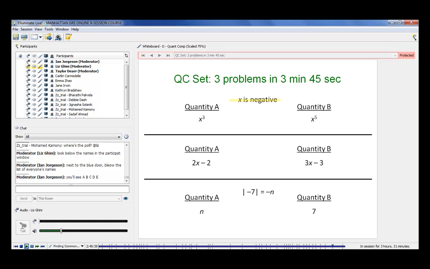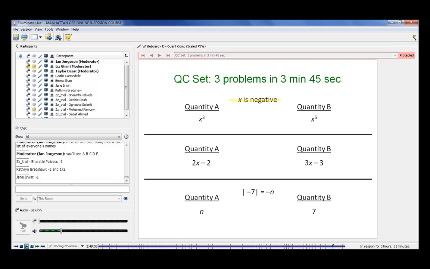X is negative. All right, what numbers should we test? What numbers should we test? Type it in. Definitely, we don't want to test any positive numbers because it tells us X is negative. But I see -1 and -2.